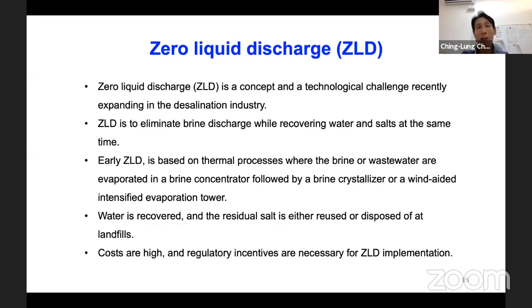For example, they use electrodialysis. Using electrodialysis will be cheaper than using the thermal process. So that's why right now this type of zero liquid discharge technology is getting attention nowadays. When the water is recovered, the residual salt is either reused or disposed at the landfill. The costs are high, and regulatory incentives are necessary for zero liquid discharge implementation.